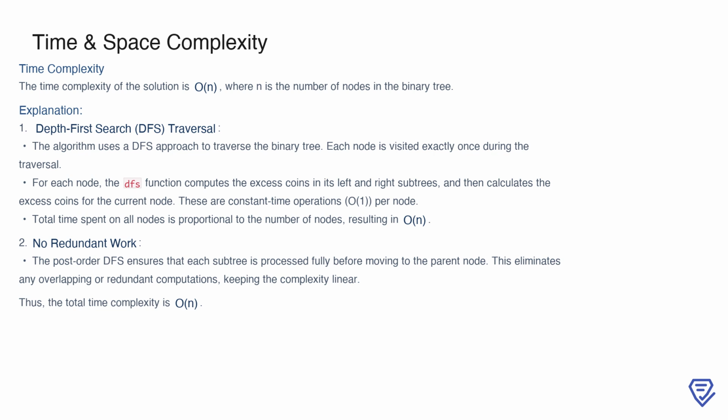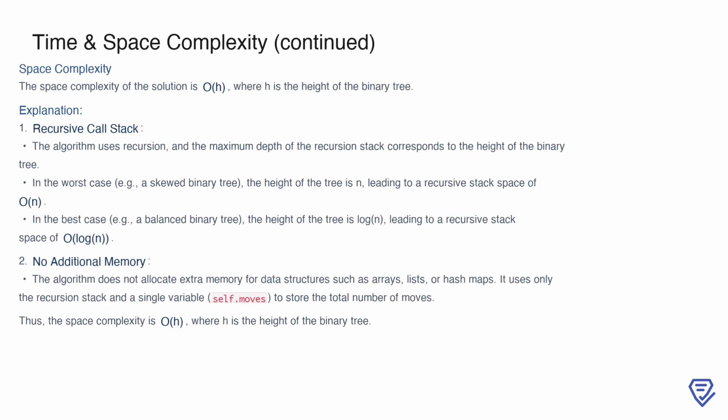Additionally, the post-order traversal ensures that each subtree is fully processed before moving up to the parent node. This eliminates any redundant or overlapping computations, maintaining the efficiency of the algorithm. Therefore, the overall time complexity remains linear, or O(n). Now, let's talk about space complexity.